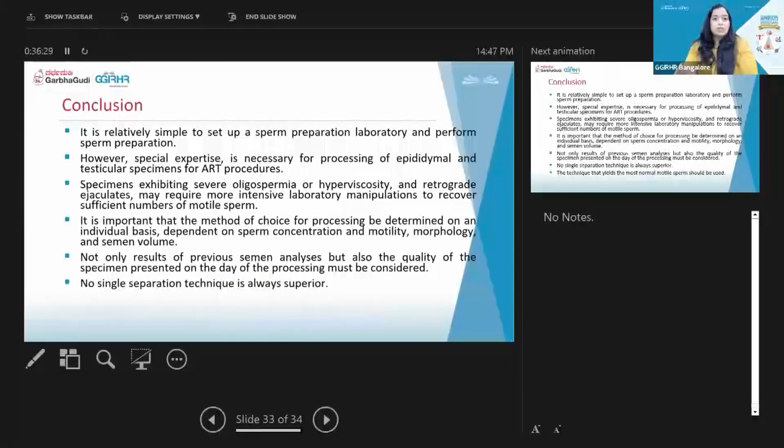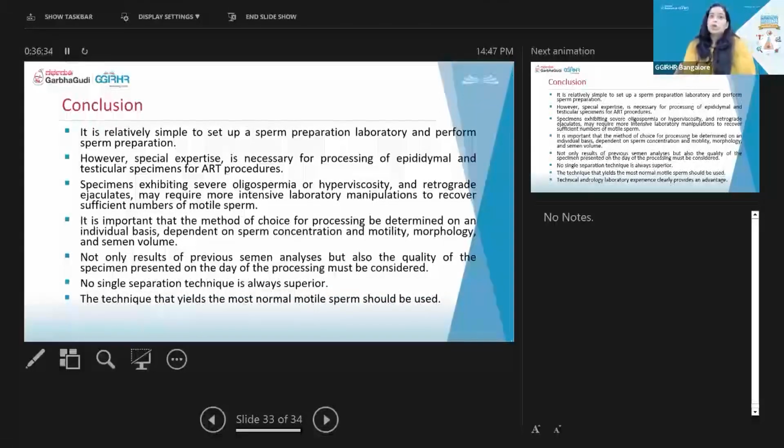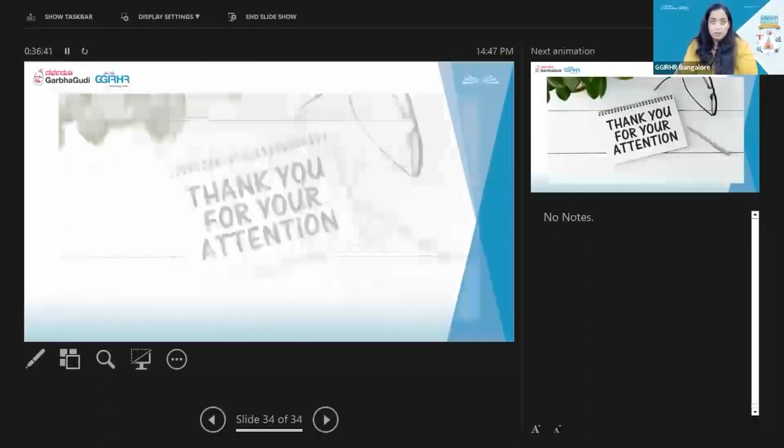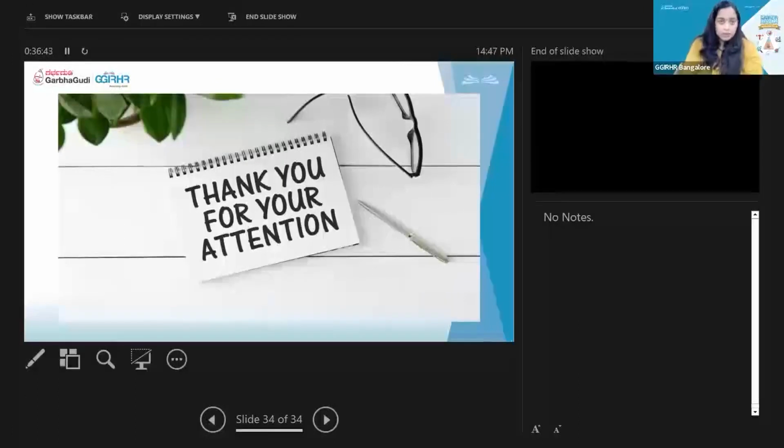No single separation technique is always superior. The technique that yields the most normal motile sperm should be used. And the technical andrology laboratory experience clearly provides an advantage. Thank you for your attention.